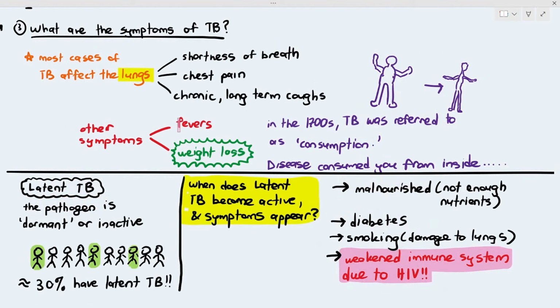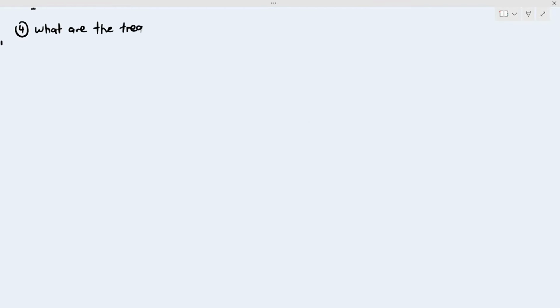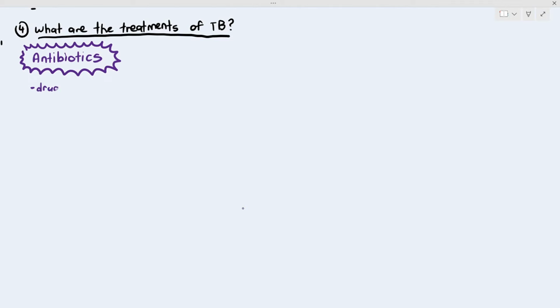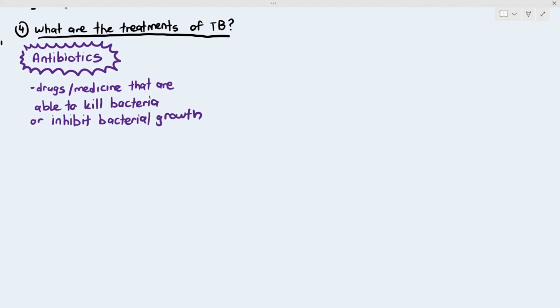So in Malaysia, usually what doctors do is if you are diagnosed with TB, most of the time doctors will also do an HIV test just to make sure that your immune system is still fine, because it's associated with each other. So then comes the question, okay, if the person has TB, how do we treat it? The main treatment for tuberculosis is antibiotics. Antibiotics are drugs or medicines that are able to kill bacteria or inhibit bacterial growth. Do not worry about antibiotics in detail because we will be talking about it in the next video.